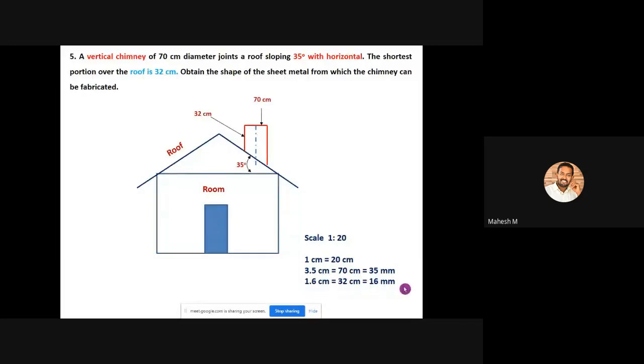So what is the roof? The shortest portion over the roof is 32 centimeter. So the roof dimension is 16 mm, and the diameter of the chimney is 35 mm. So you can create this diagram with these dimensions. You don't have to worry about the angle, you can keep it as it is. So only the linear and lateral dimensions.